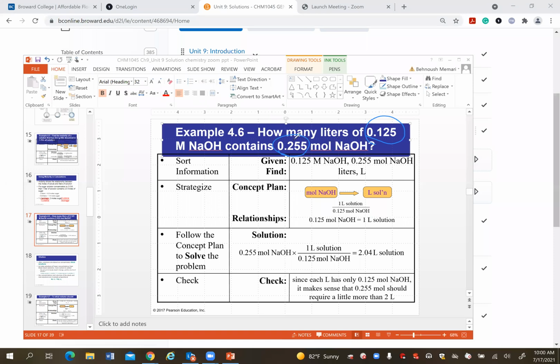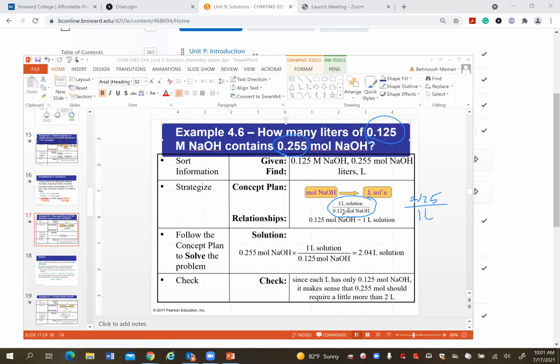0.255 is almost 2 times this value, right? So it's going to be 2 liters. So every liter is going to have that value. And you can change that to a ratio. So you would say 1 liter of solution is going to have 0.125 moles. You could have the other conversion factor also, 0.125 over 1 liter of the solution.